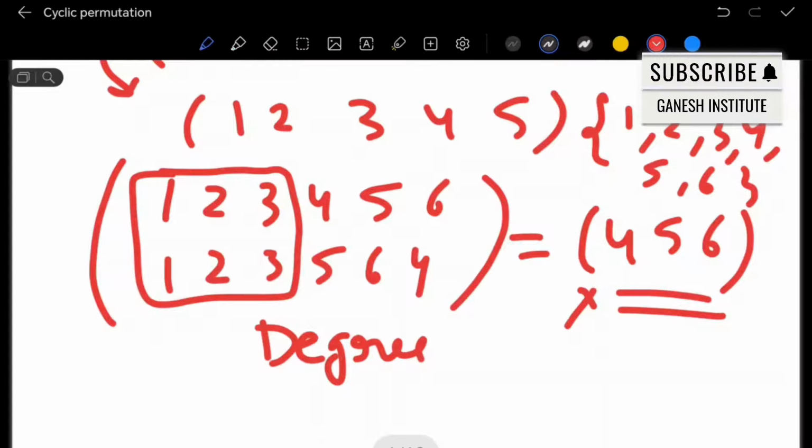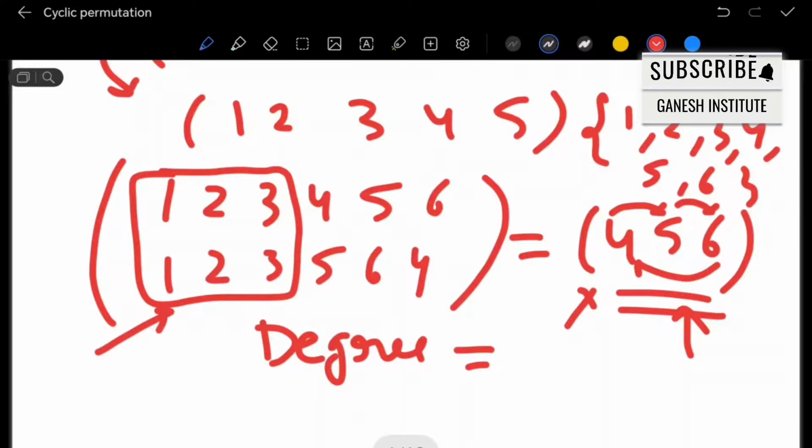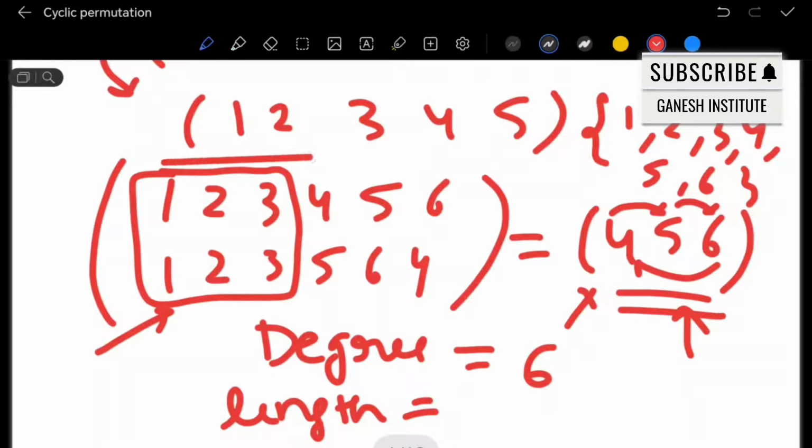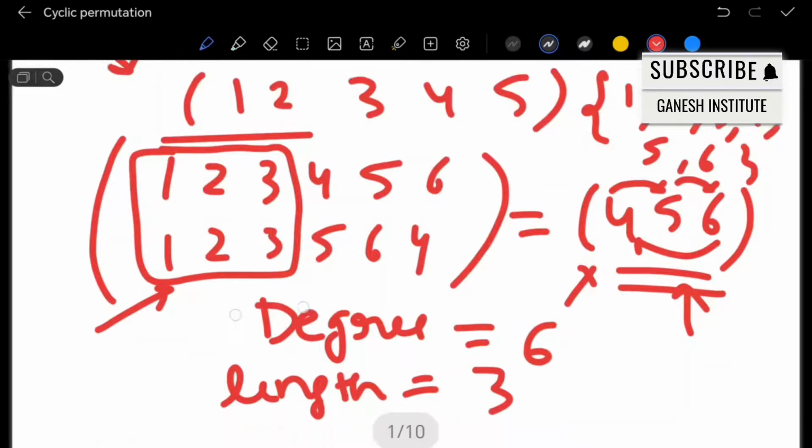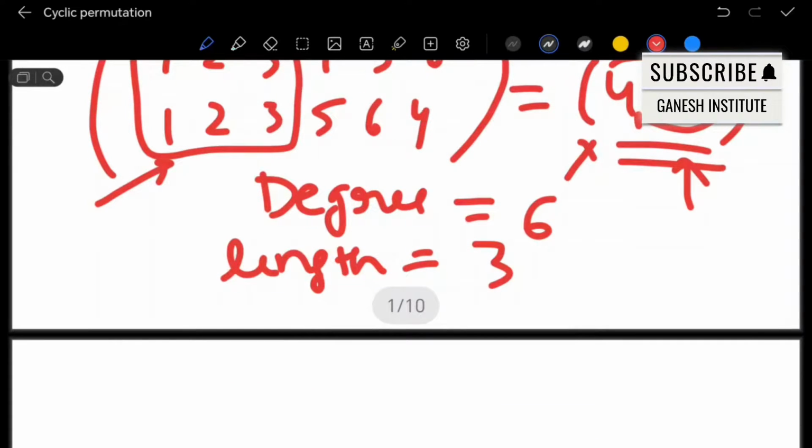Firstly, can we say this is a cyclic permutation? 4 to 5, 5 to 6, and 6 to 4. Yes. The degree means how many elements are there which are forming the permutation. So 1, 2, 3, 4, 5, 6: 6 elements are there, so degree is 6, of course. But what about length? We don't count the elements which are connected to themselves only. So this is the actual final value, and it has 3 elements. So the length is 3, because 3 elements are forming a cycle.